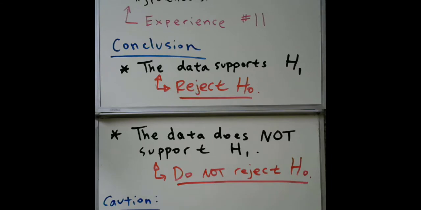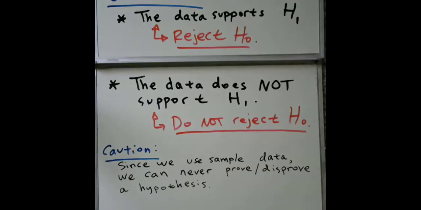Because we are using sample data to infer to populations, remember that sample data is subject to sampling variability. And so we can never prove a hypothesis. Our data may support a hypothesis, but we can never prove any hypothesis based on sample data. Therefore, when we state a conclusion, we need to state them in a very careful way. And you'll see this illustrated in the textbook and in the homework. Careful wording of these conclusions. We'll do an example here shortly.